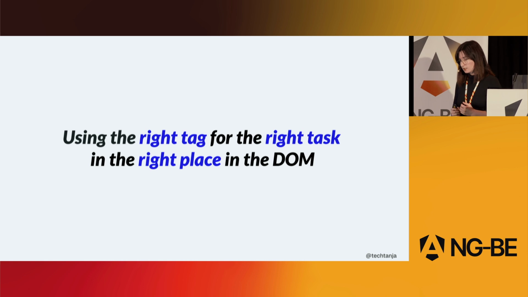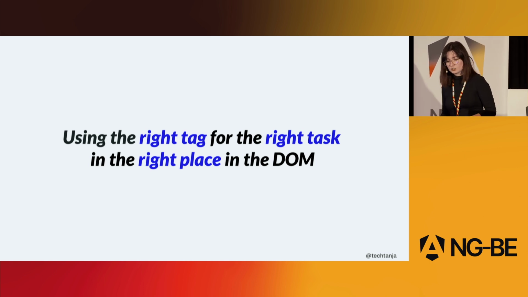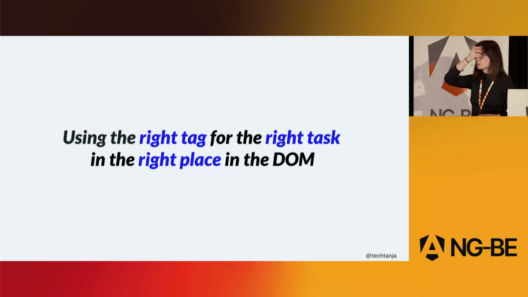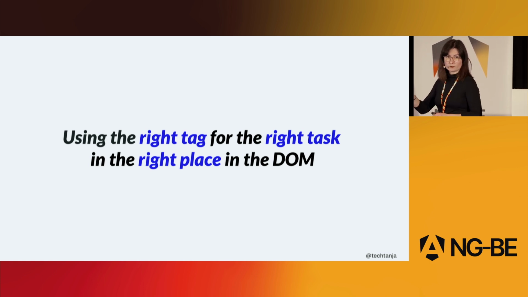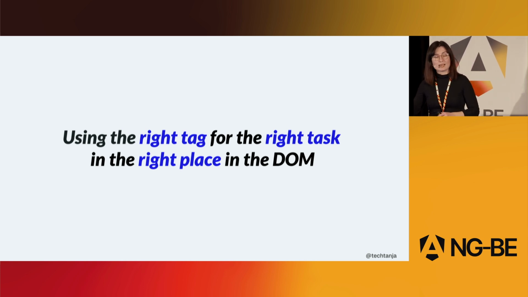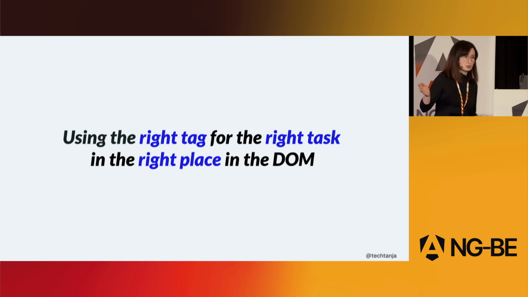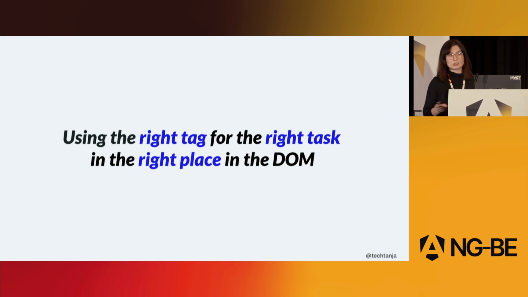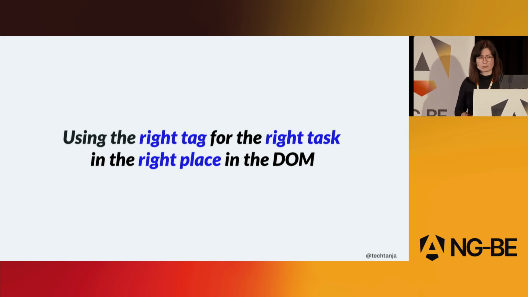So my personal definition and how I think about it is, semantic HTML is actually pretty straightforward. It's about using the right tag, the right element, for the right task, so conveying the right meaning, in the right place in the DOM. And the last part is also very important. And that's what I wanted to talk to you guys about, and tell you what I know about it and what I think are the easy wins when it comes down to semantic HTML.